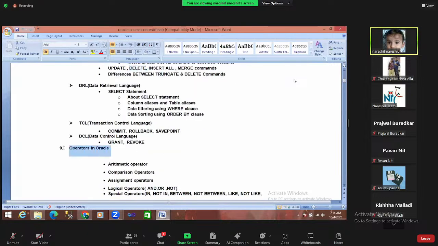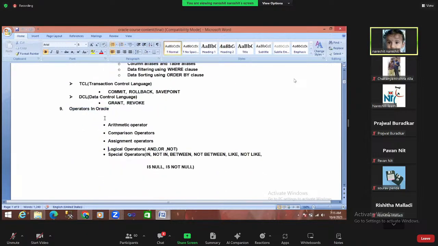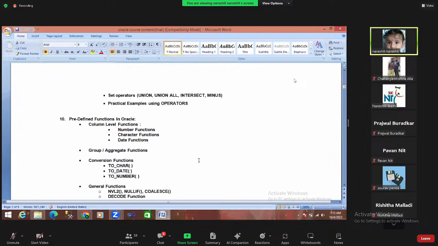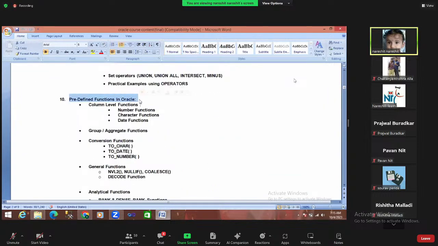After that, Oracle operators: arithmetic operators, comparison, assignment operator, logical operator, special operators. After that, Oracle predefined functions. Predefined means defined by the Oracle database. Basically, functions are of two types: predefined and user defined. Predefined means defined by the corresponding language or database. User defined means we can write our own.